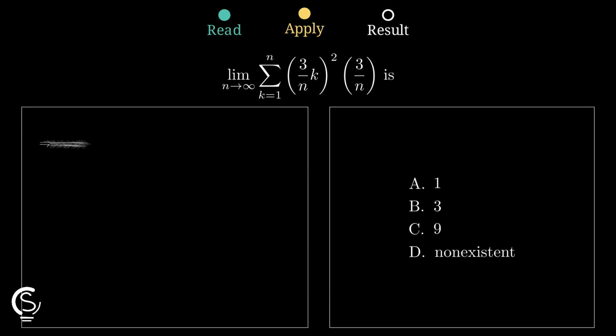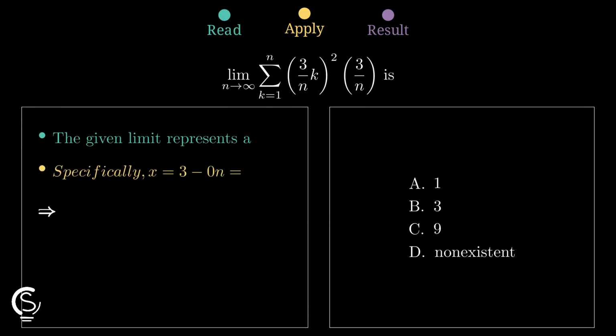Next, notice the term 3k over n represents our variable x squared. So we are simply integrating the function x squared over the interval from 0 to 3 today. The antiderivative is x cubed over 3. Evaluating from 0 to 3 gives 27 divided by 3, which equals 9. Option C is correct.